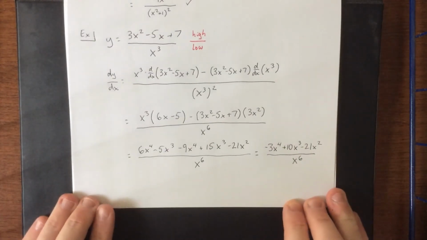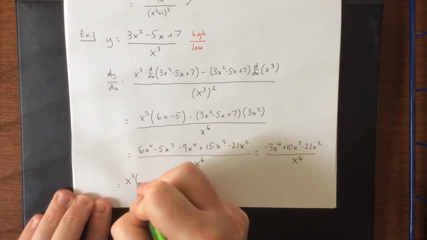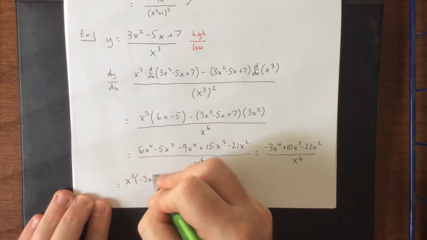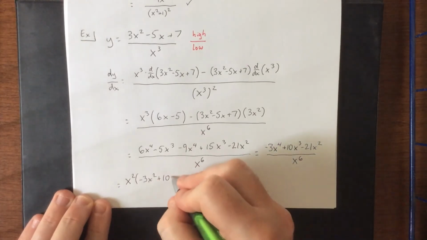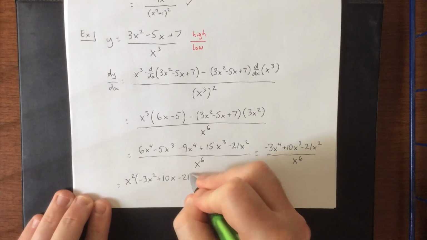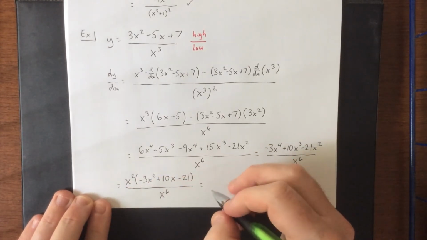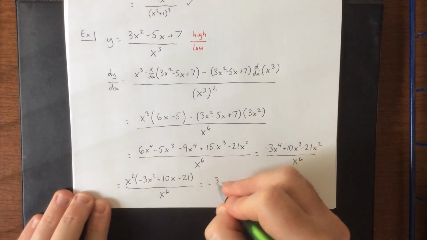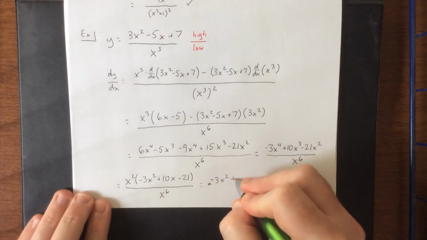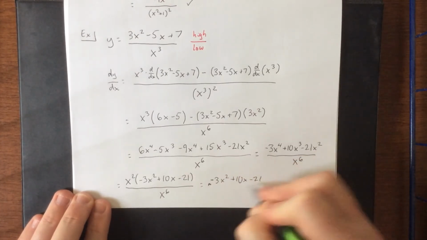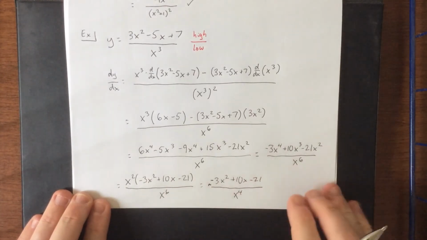I notice that there is a common factor of x squared that I can pull out from the numerator. And if we pull that out with the intent of canceling that with what's in the denominator, we're going to start to see some familiar results. So this will be negative 3 x squared plus 10x minus 21, all over, when we reduce by x squared, that'll give us x to the 4th.